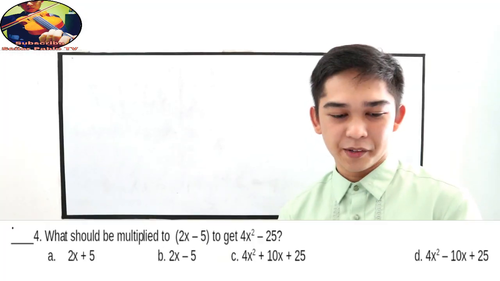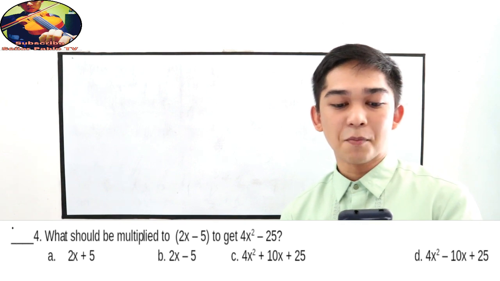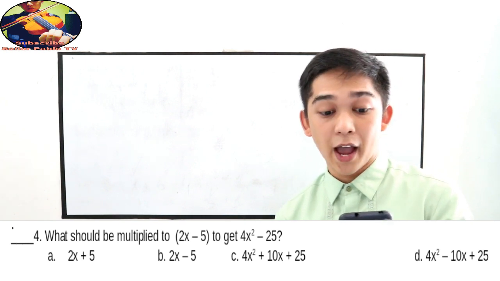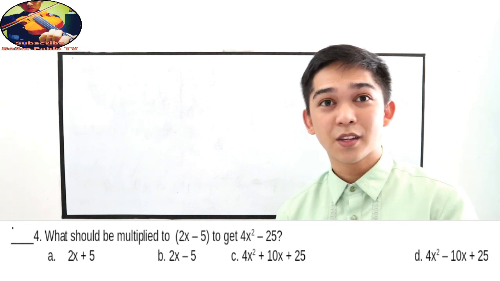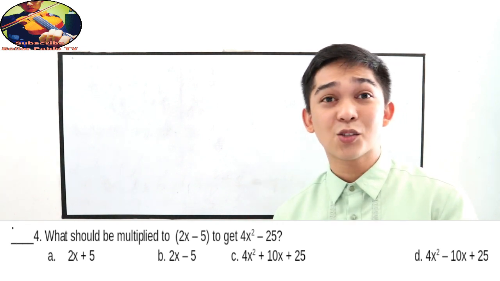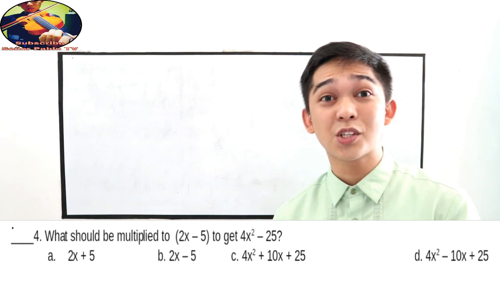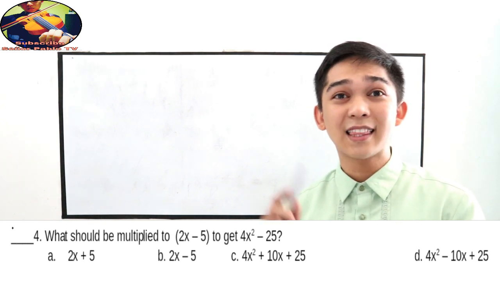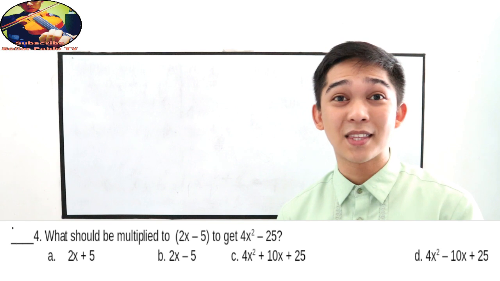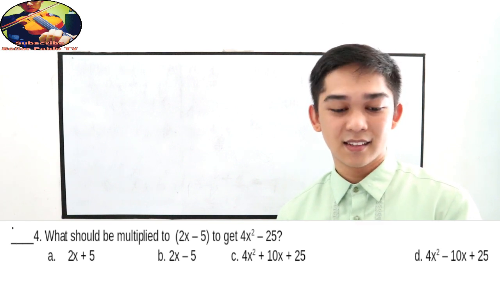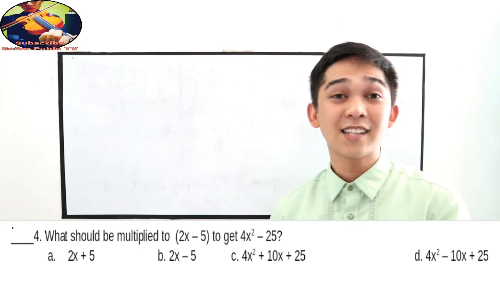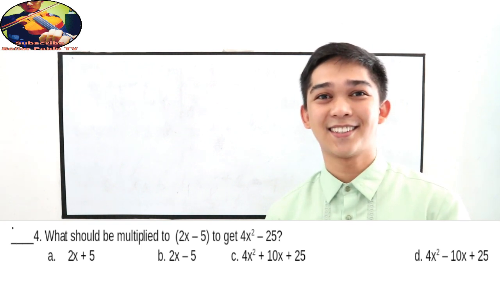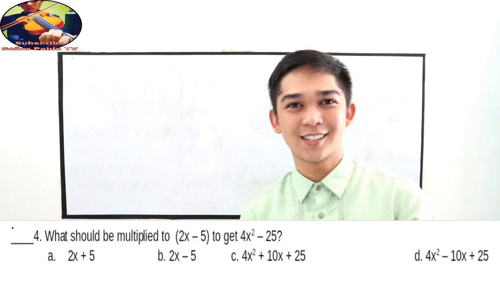Next, number 4. What should be multiplied to 2x minus 5 to get 4x squared minus 25? Yung 4x squared minus 25 is difference of two squares. So papalitan lang natin yung sign ng middle, second term natin. So 2x plus 5. The answer is letter A. Apple.